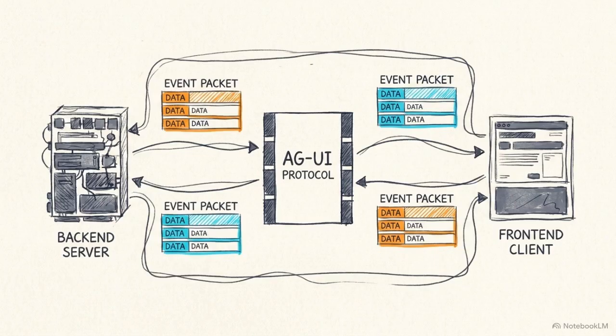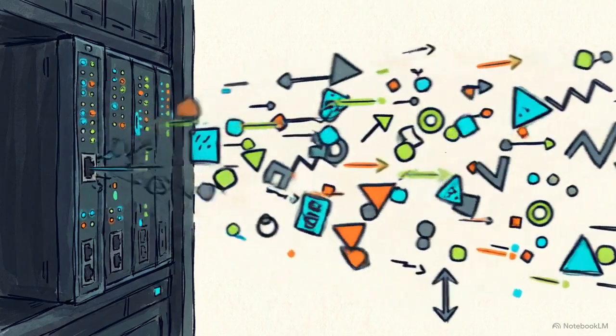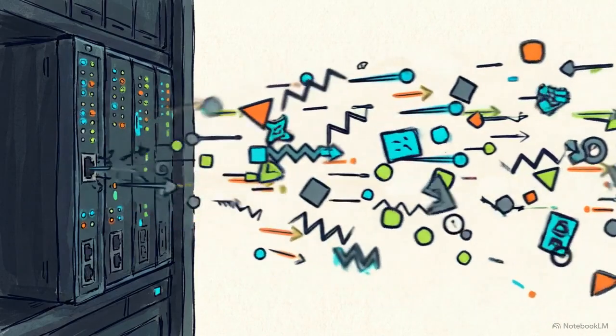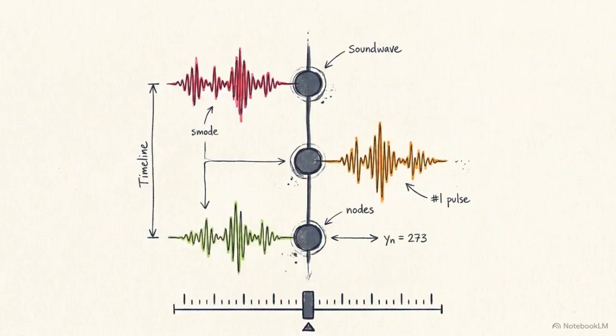AGUI is an open, framework-agnostic standard. It relies on an event-based system designed specifically to handle the unpredictability of AI interfaces. Instead of waiting for a complete payload to finish generating, an agent using AGUI emits granular output events the millisecond they occur. The backend broadcasts specific signals like a run starting, a tool being called, or a token being streamed.